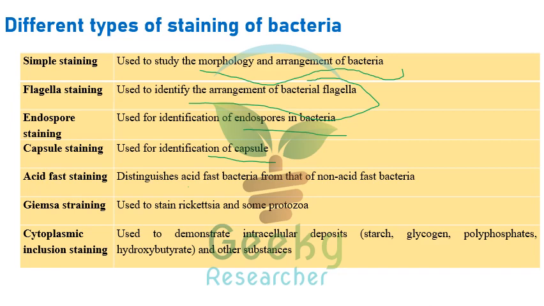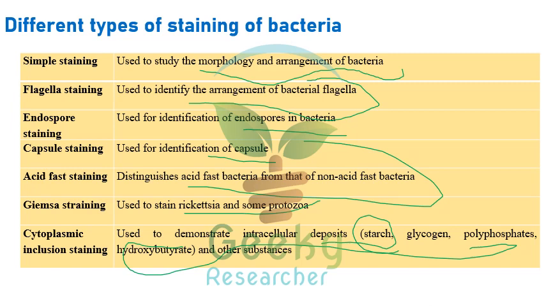Giemsa staining is used to stain rickettsia and some kinds of protozoa. And cytoplasmic inclusion staining is used to demonstrate intracellular deposits like starch, glycogen, and food storage materials like polysaccharides. So this kind of internal deposit can be identified using cytoplasmic inclusion staining.